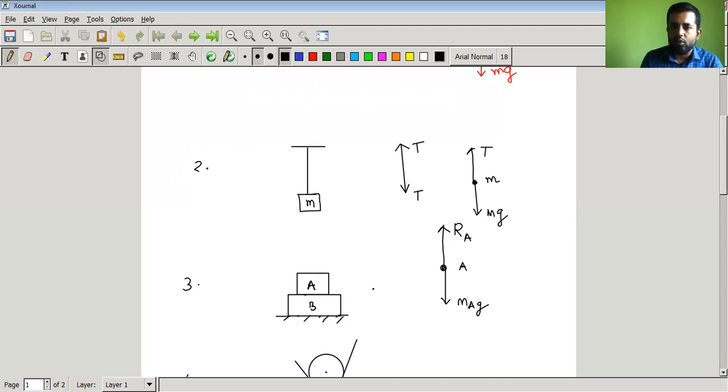Fine. Now, what if B is our system? So if B is our system, again, it will be pulled by Earth.